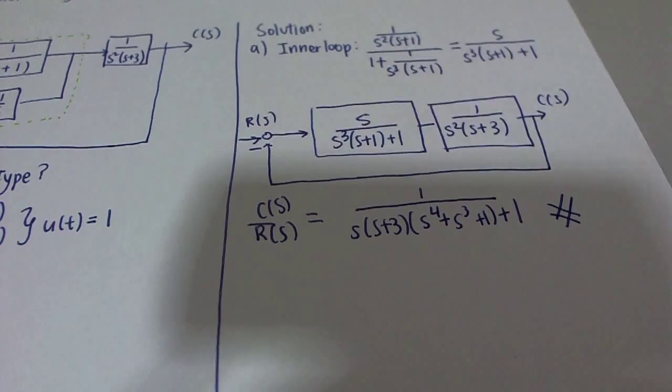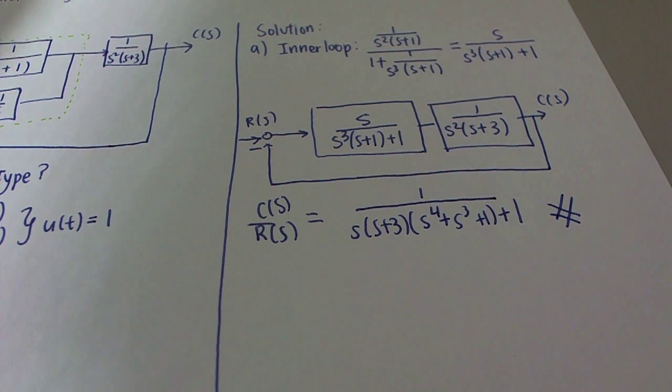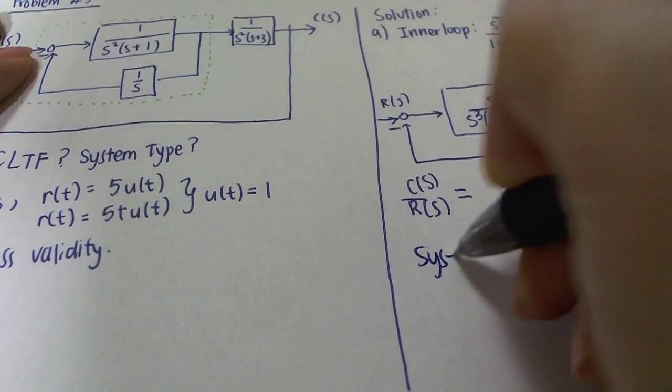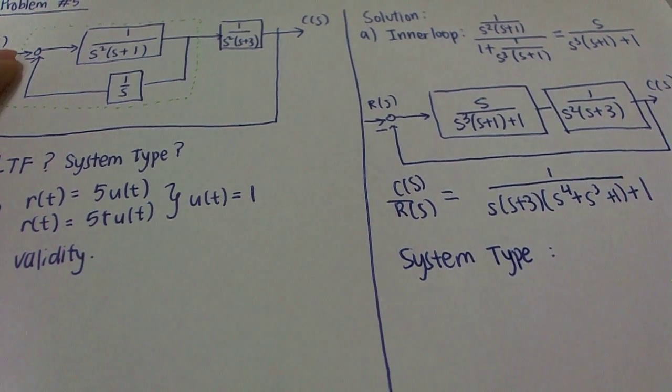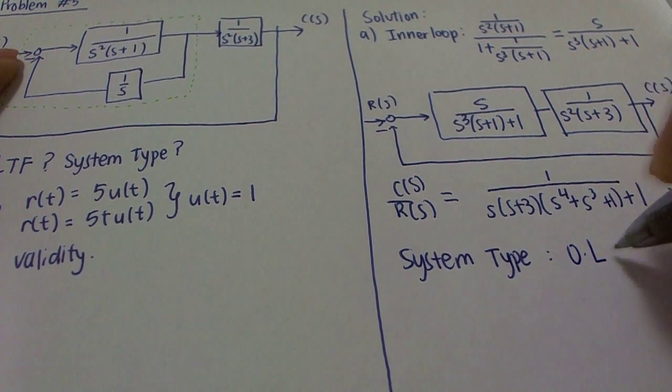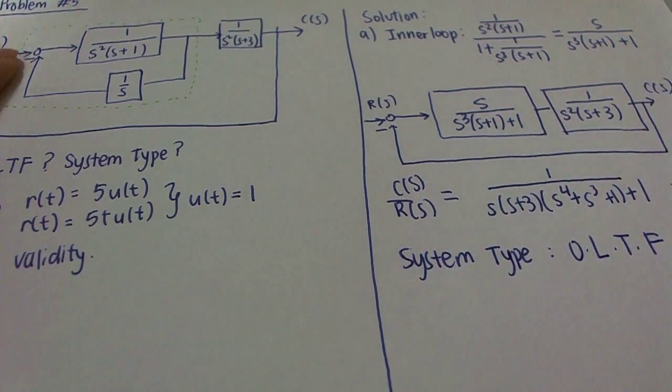And then the first part of the question is also asking for the system type. And in order to see the system type, we need to look at the open loop transfer function or the forward loop transfer function instead of the closed loop transfer function. So this is very important. System type is always referring to the open loop transfer function.